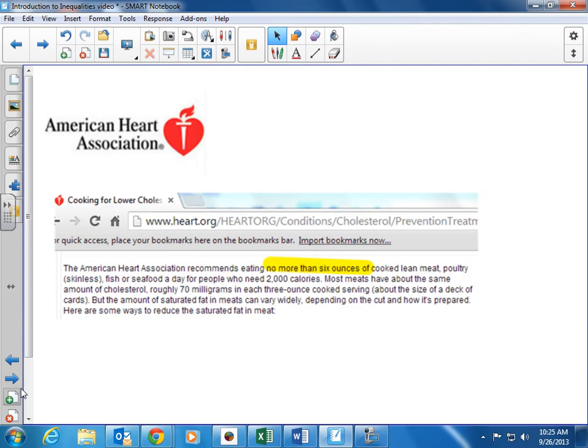The next one that I found is from the American Heart Association website. I'm really interested in eating healthy and exercise, and that was the theme I thought I would work with here. The website says the American Heart Association recommends eating no more than 6 ounces of cooked lean meat, etc., for someone on a 2,000 calorie diet. So that key phrase, no more than, tells me I'm going to use an inequality. So I've used 2 separate inequalities so far.